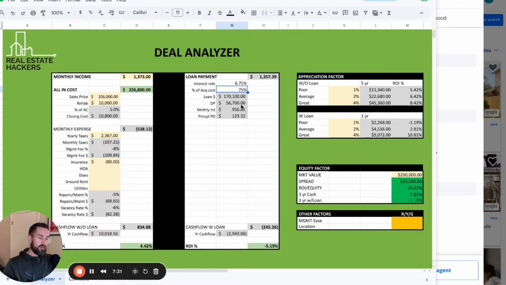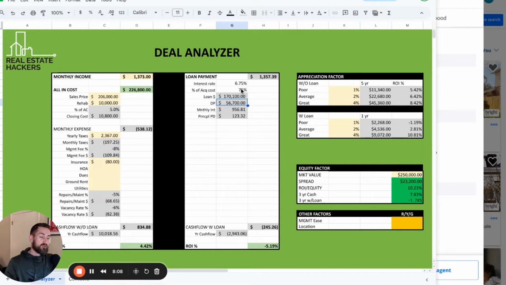But just know that I usually look at 75% LTV. So that means you are going to keep 25% of your after repair value in the deal here. So if this is what the value of the property is after you're all in, so if your all in cost is your after repair value, you're going to leave 25% of that in the deal, which ends up coming out to about 56,700, your down payment.